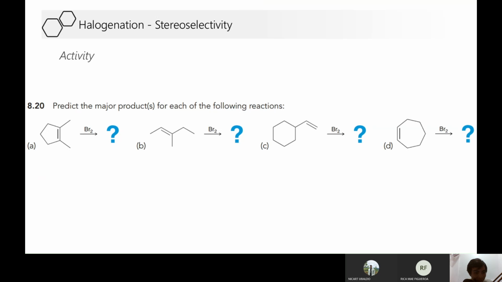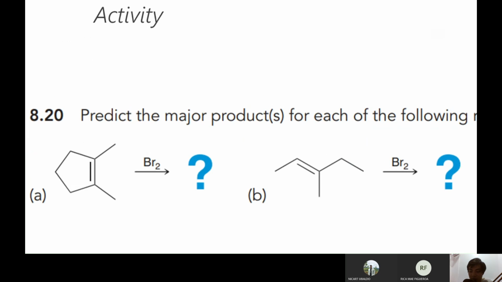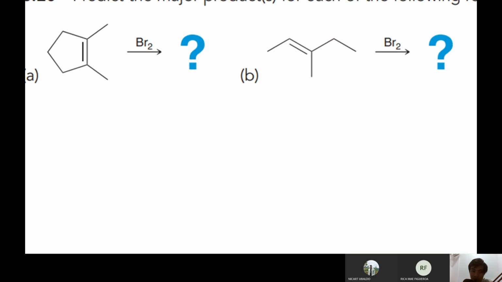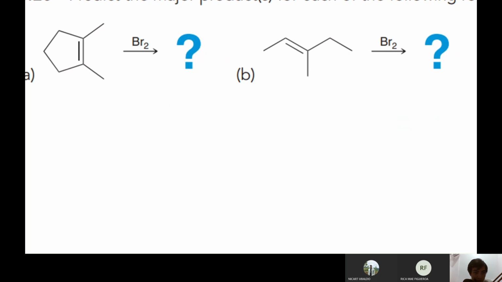Anyway. So let's have the following activities. So we have here A, B, C, D. Madali lang naman yan. Puro bromine, no? Ganun talaga. Pwede rin naman yan sa chlorine. Same concept lang. Kapag nakakain ng chlorine, ganun lang din yung gagawin nyo, ha? Huwag magugulat. So let's try this one.